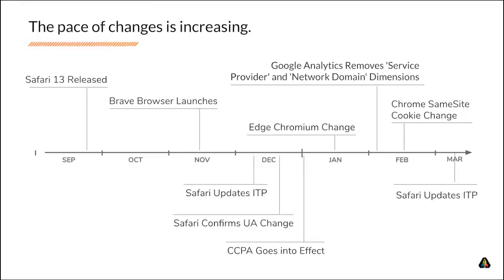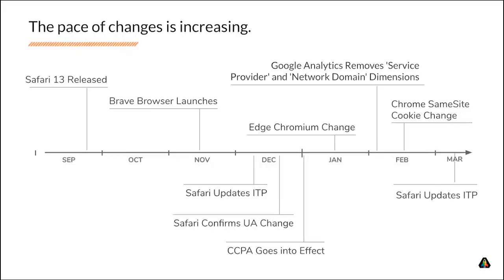In January, the California Consumer Protection Act went into effect, and that changed the governance framework for residents of California. So now you need to know what data you're collecting on them, and you need to be able to report it out to them, and so on.